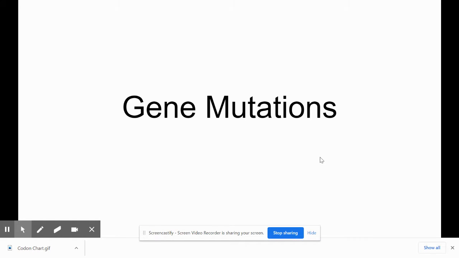We're going to talk some pre-AP biology tonight, and we're going to be talking about mutations. Gene mutations are mutations that occur on the DNA within a gene that is going to be eventually translated into a protein. Gene mutations are one type of mutation. The other type is chromosomal mutations, which we'll talk about at a different time.